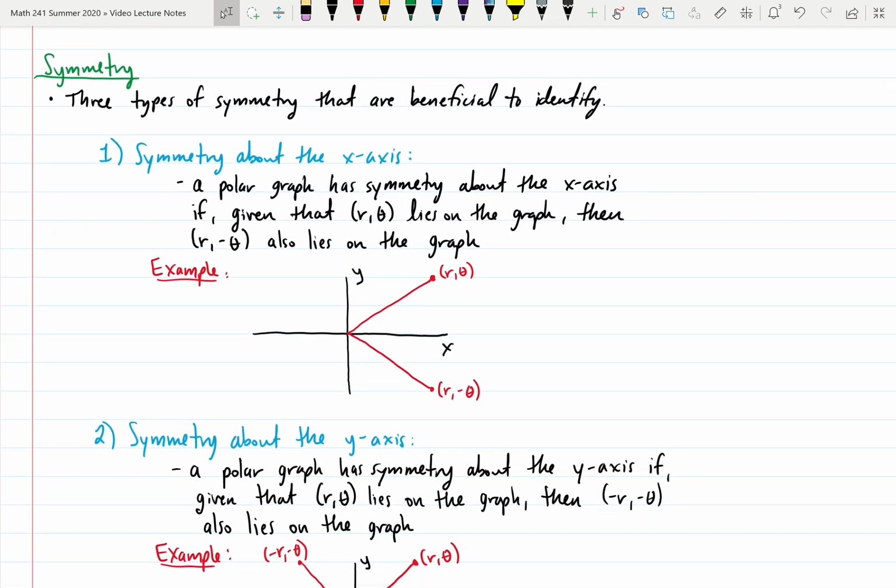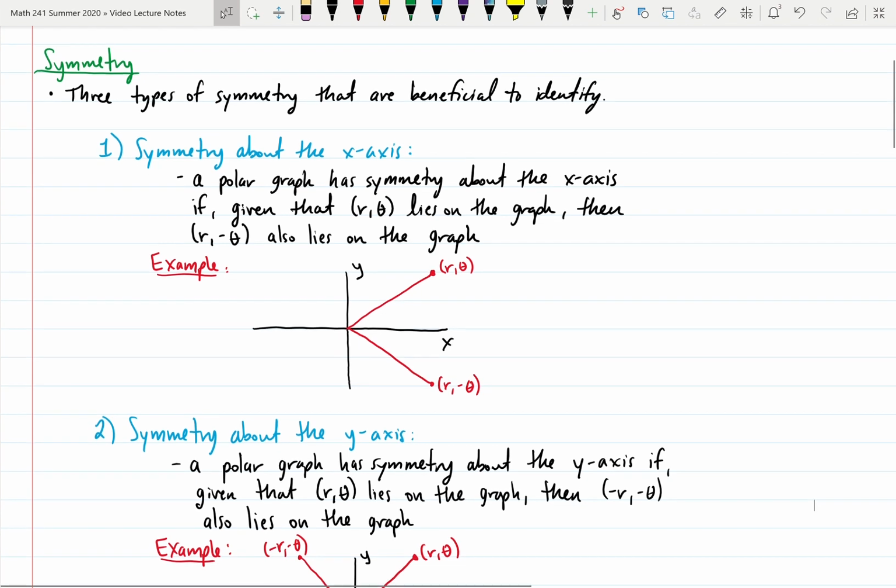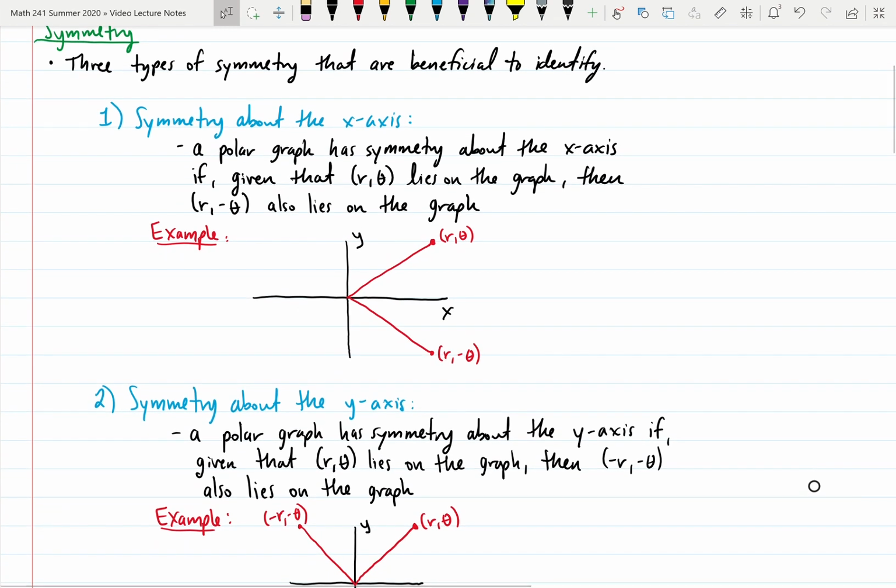So let's start off with some symmetry. There are three different types of symmetry that the book has listed to identify when you're trying to graph a polar curve. I'm not really sure whether there are other types of symmetry that you could also consider, but at least these are the ones that we're going to cover, and it should be sufficient. So you have symmetry about the x-axis, and I have an example here. As opposed to just reading the definition, it's probably better to start by looking at this example and asking yourself, what does this mean? What does it look like?